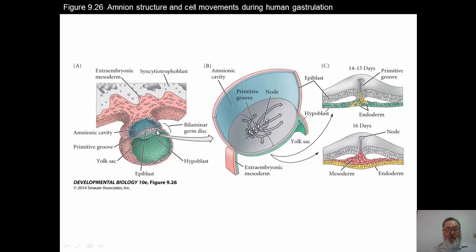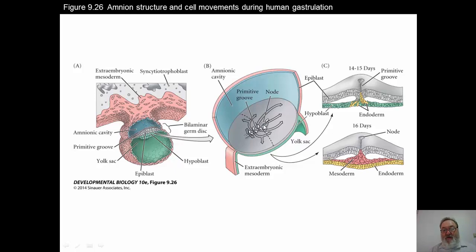Here's the embryo proper with a bilaminar germ disc. Here's the amniotic cavity, and here's the yolk sac. And you can see that these cells are forming. This is going to be the embryo proper within the amniotic cavity, and look down on the top of this, and we could see the cells migrating.